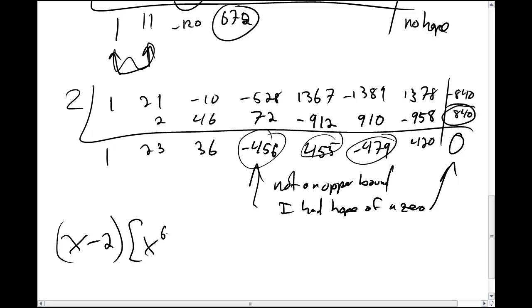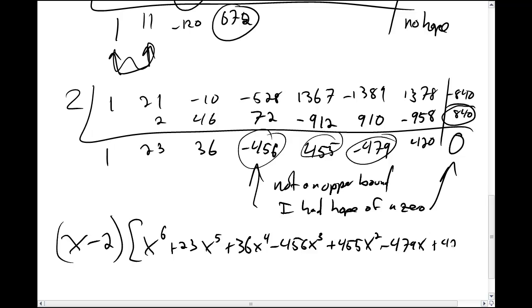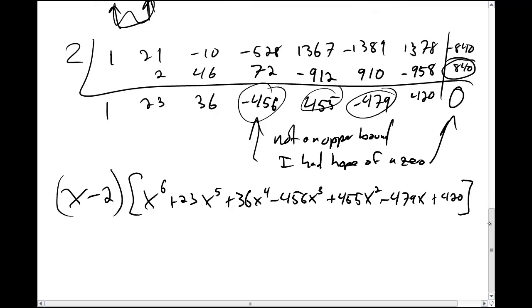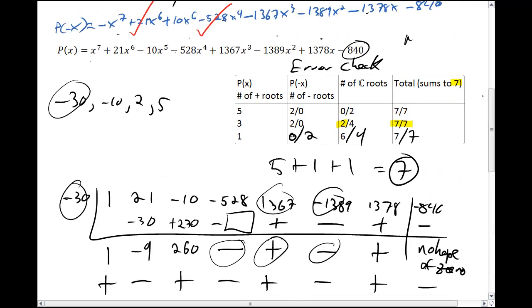Then I have what? Now it's x to the 6th, plus 23x to the 5th, plus 36x to the 4th, minus 456x cubed, plus 455x squared, minus 479x, plus 420. And I think my last number that I was interested in checking out was positive 5.